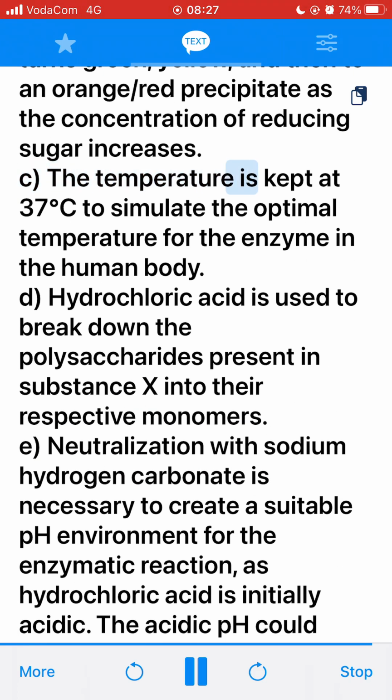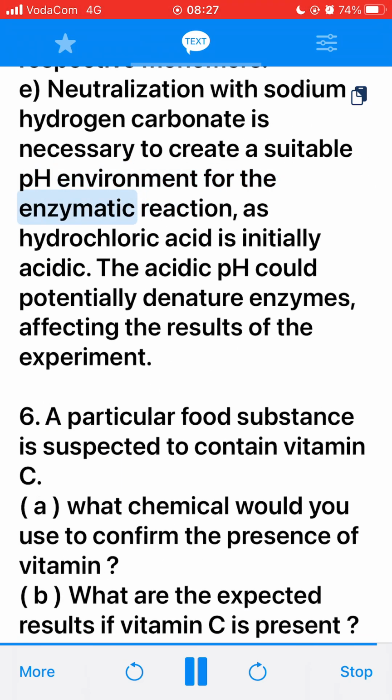C. The temperature is kept at 37 degrees Celsius to simulate the optimal temperature for the enzyme in the human body. D. Hydrochloric acid is used to break down the polysaccharides present in substance X into their respective monomers. E. Neutralization with sodium hydrogen carbonate is necessary to create a suitable pH environment for the enzymatic reaction, as hydrochloric acid is initially acidic. The acidic pH could potentially denature enzymes, affecting the results of the experiment.